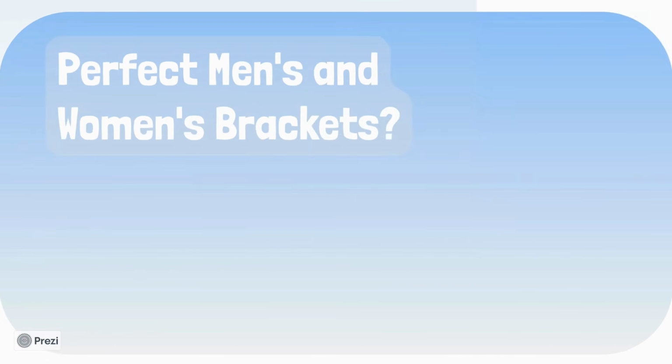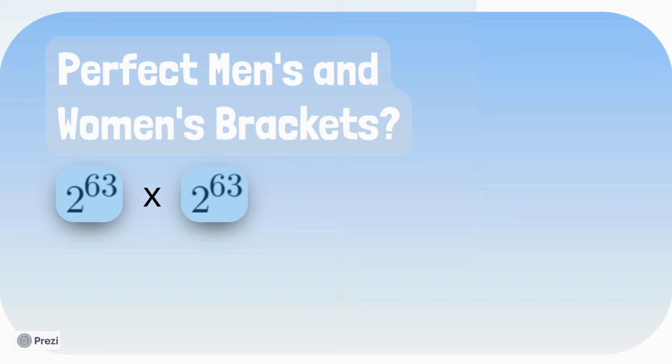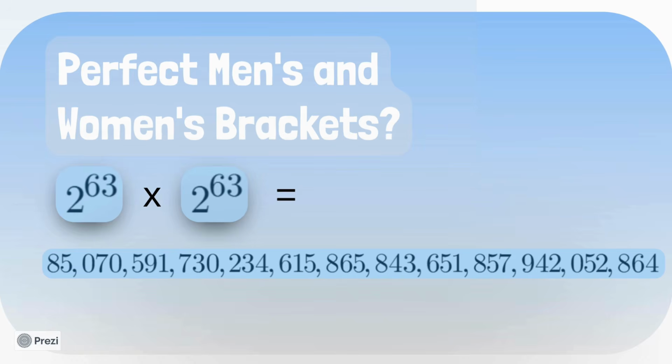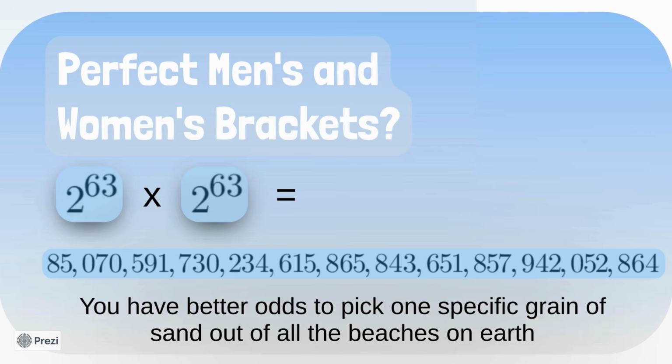If you wanted to guess perfect men's and women's brackets in the same year, you would simply multiply the odds of getting a single perfect bracket by itself, giving us a 1 in 85 undecillion chance of getting 2 perfect brackets in the same year. To put that number in perspective, you would have a much better chance of picking 1 exact grain of sand from all the beaches on Earth than filling out a perfect men's and women's bracket in the same year.